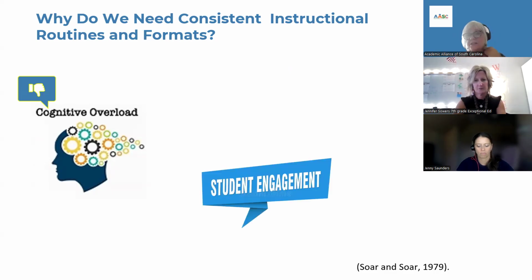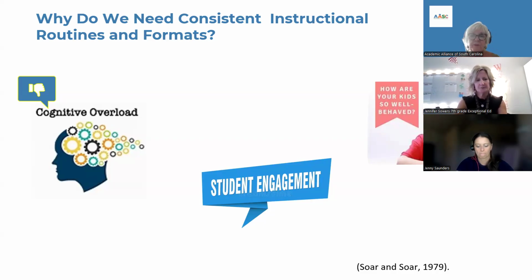It increases student engagement, believe it or not. There have actually been a lot of studies done to support this. And finally, this is the number one reason kids are better behaved. So when we put these routines in place, when we have these instructional formats, we get better behavior. And I think everybody wants that.